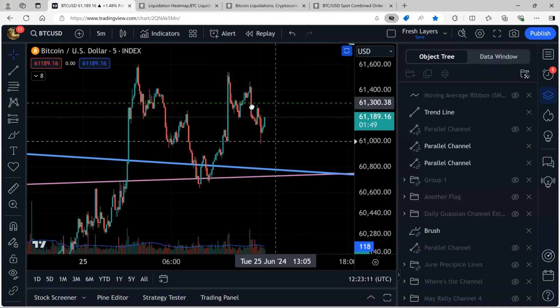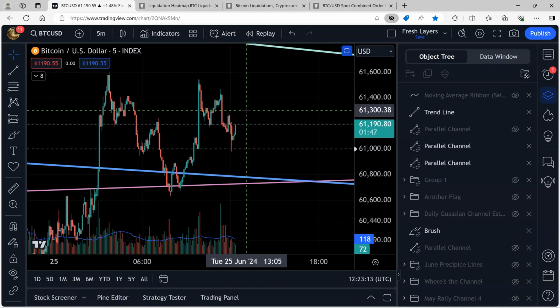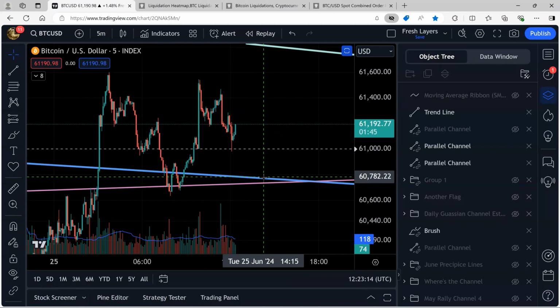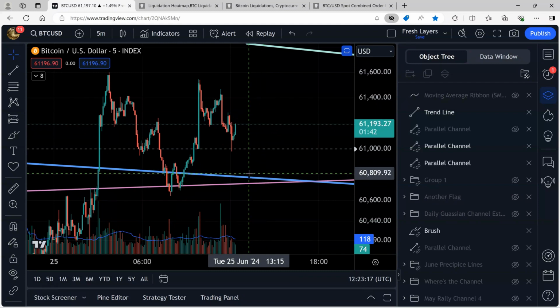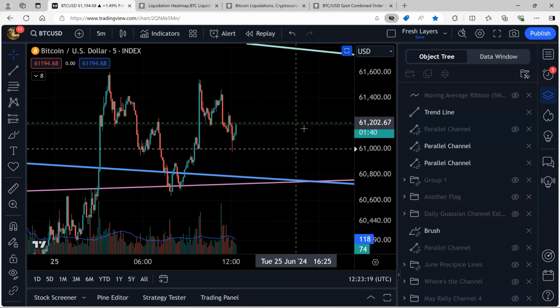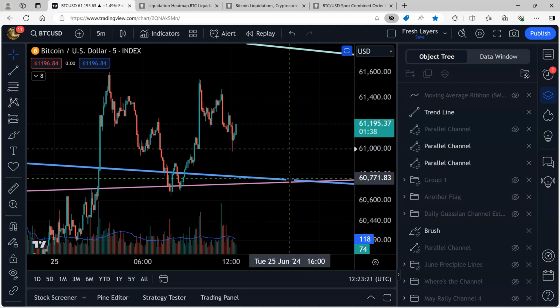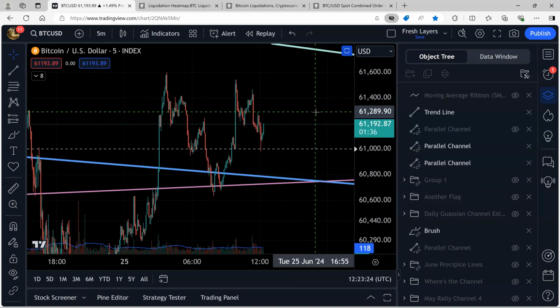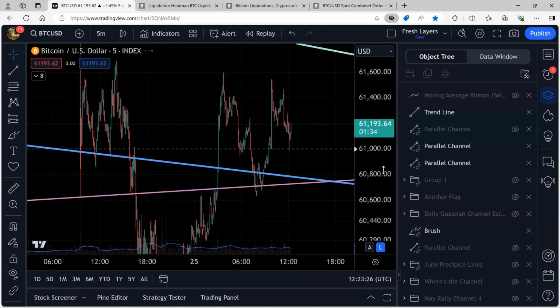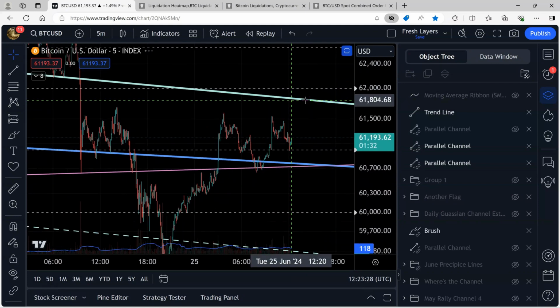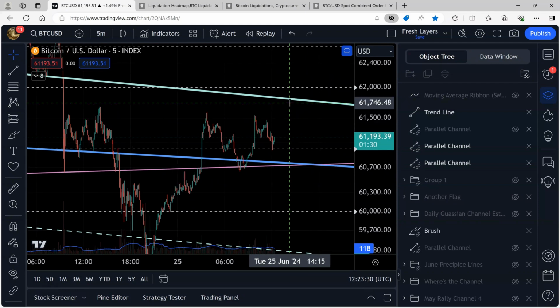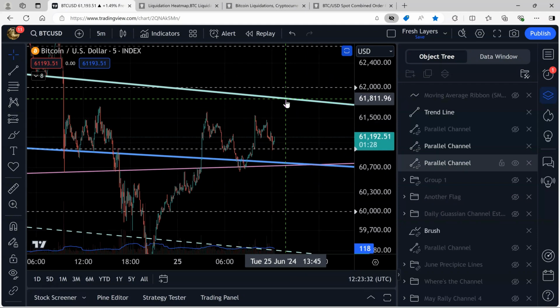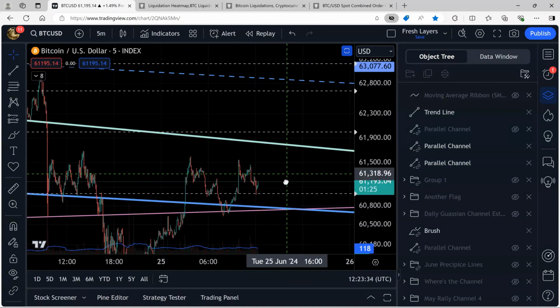I don't think we're going to come back down here. Maybe after market open, we do see something like that, and then a bounce here. I don't know. We'll just have to see what happens. But like I said, we want to get through this green line at 62,000, was it? Yeah, 61.8.